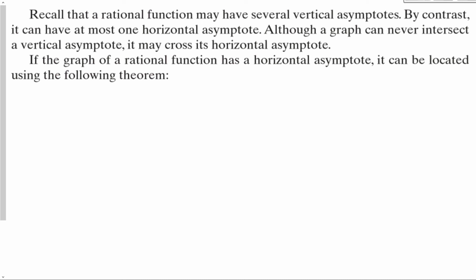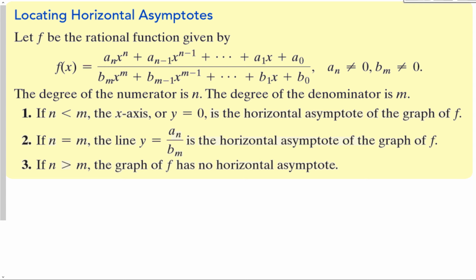Recall that a rational function may have several vertical asymptotes. By contrast, it can have at most one horizontal asymptote. And although the graph can never intersect a vertical asymptote, it may cross its horizontal asymptote. To figure out whether the graph of a rational function has a horizontal asymptote, you can use the following theorem.